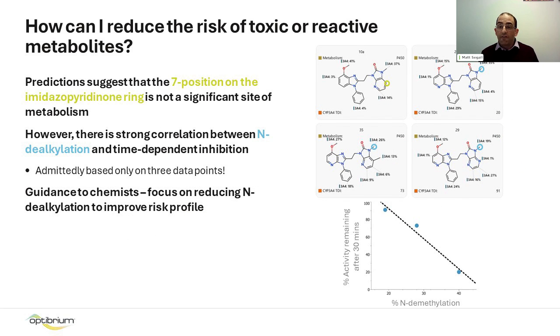But what's interesting, if we actually look at the predictions for this compound and a number of others within that series, here you can see the predictions is really that the vast majority of metabolism is likely to occur due to O-demethylation or N-demethylation here. And in fact, there's no predicted metabolite, no significant predicted metabolism at that 7 position.